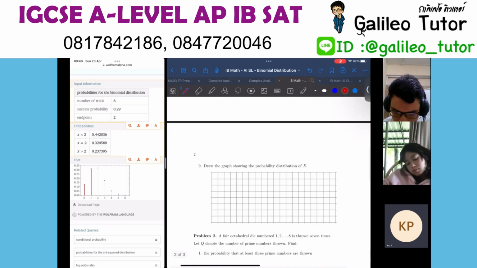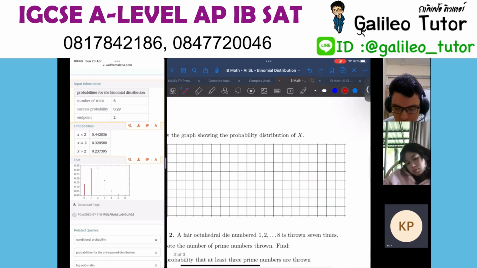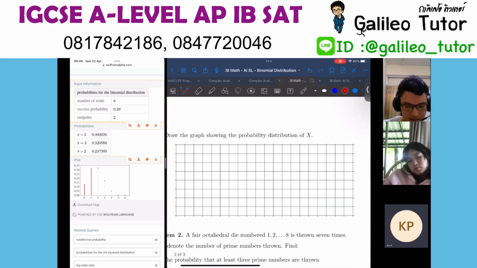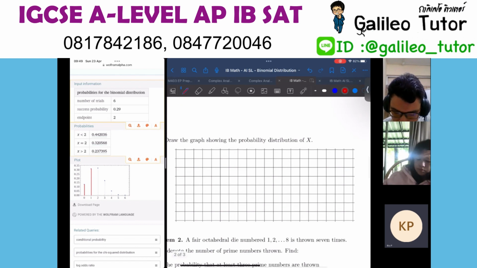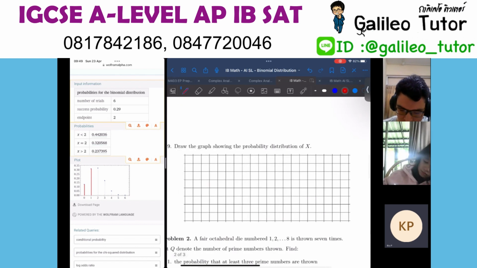Alright, the last one. Draw the graph of the distribution of X. So how do we draw it? Draw it. So now we know that X is binomially distributed with the number of trials being 6, right? And the probability is 0.29. Okay.